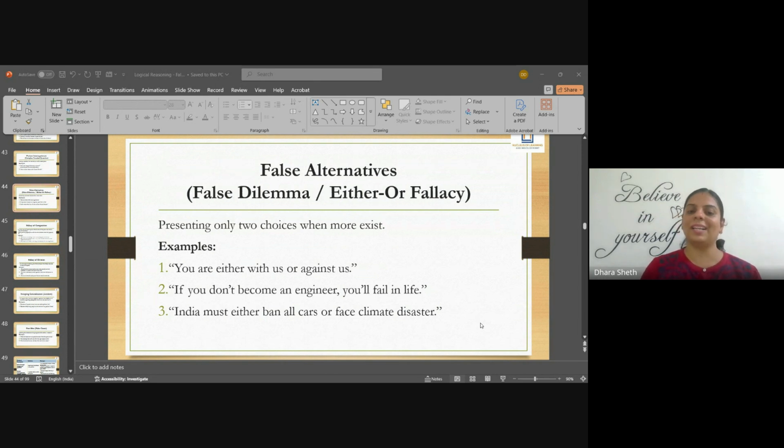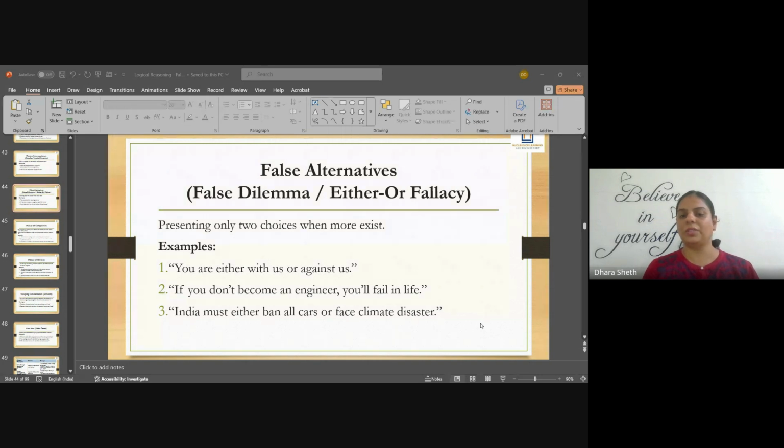If you don't become an engineer, you will fail in life. So you have only two options: become an engineer or fail in life. I hope this example makes you understand that there are a lot of other options apart from being an engineer. If you don't become a doctor or an engineer, then life is gone? That's not the case. India must either ban all the cars or face climate disaster.